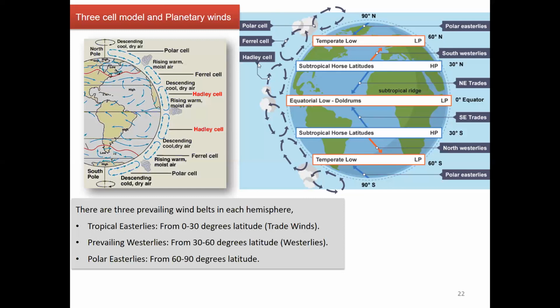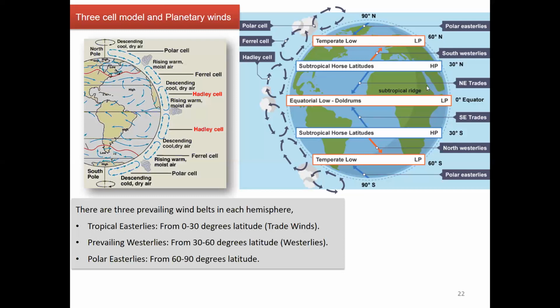Now, because of these three cells, we have three prevailing wind belts present in the atmosphere, and because of these three cells, there are three kinds of planetary wind circulation taking place in each hemisphere.